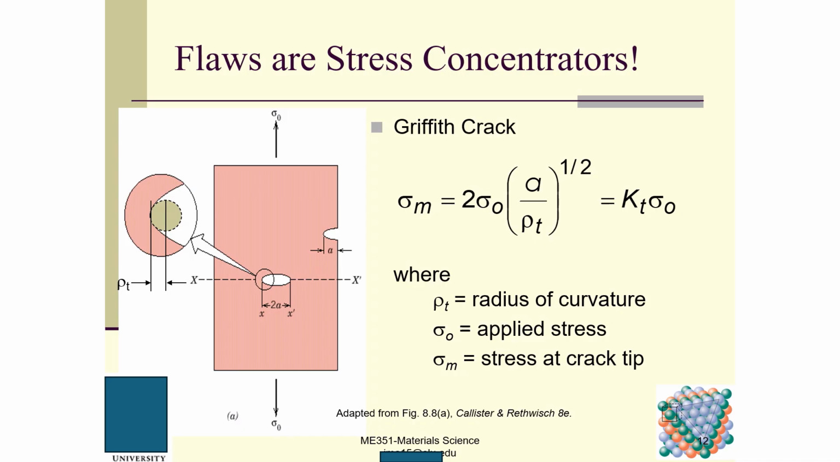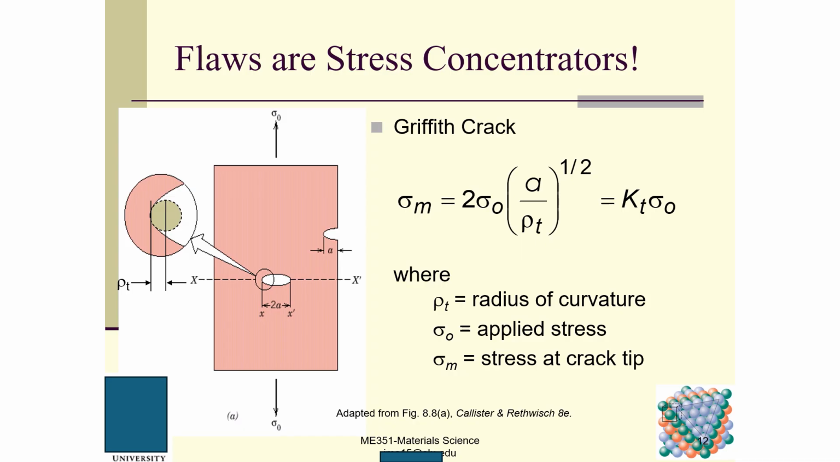Suppose this is sigma 0. If we can imagine we do not have any flaws, if we just have this nominal stress throughout this specimen, the stress level should be sigma 0. However, because of the existence of these crack tips, we will have stress concentration at these tips. So the local stress at these tips will be much higher than sigma 0.